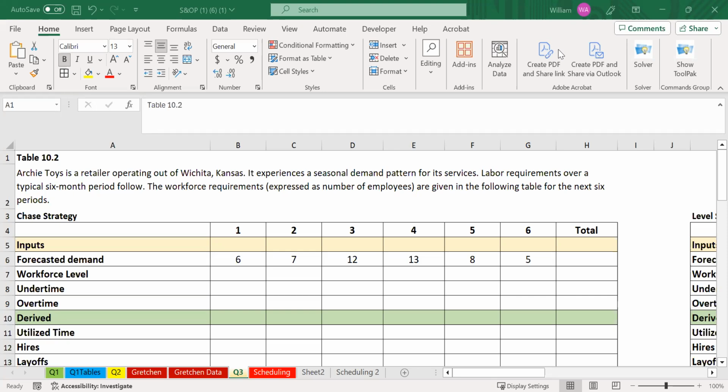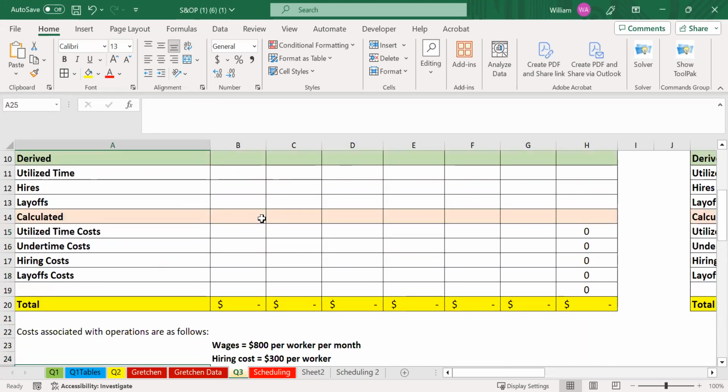Okay. Now, this question reads, Archie Toys is a retailer operating in Wichita, Kansas. It experiences a seasonal demand pattern for its services. Labor requirements over a typical 6 months period are given below. So we're given the labor requirements over here. Okay. And let's go to the questions here.